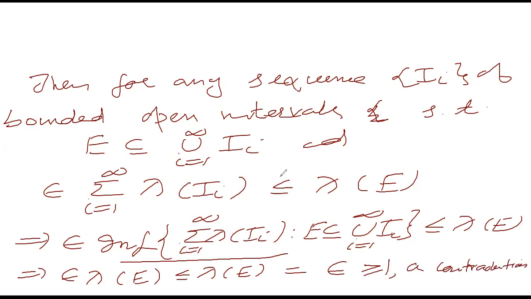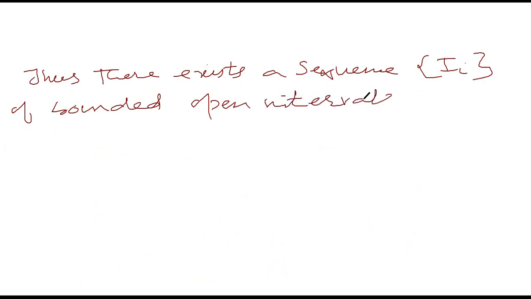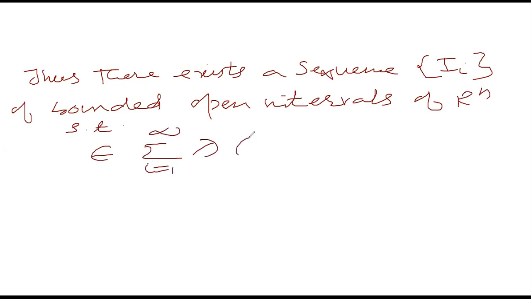A contradiction. Okay, we have a sequence. That is, there exists a sequence I of bounded open intervals of Rn such that this holds: epsilon times the summation, i runs from 1 to infinity, of the Lebesgue measure of I_i is less than the Lebesgue measure of E.